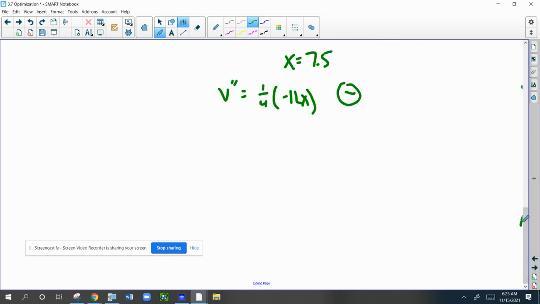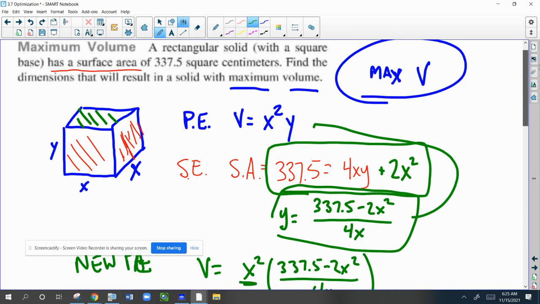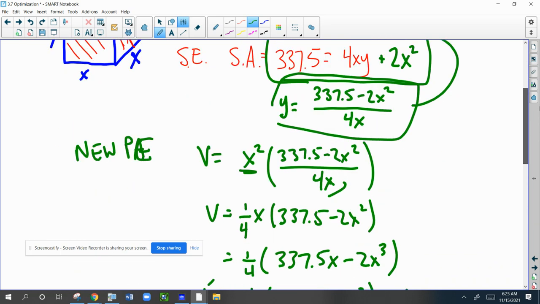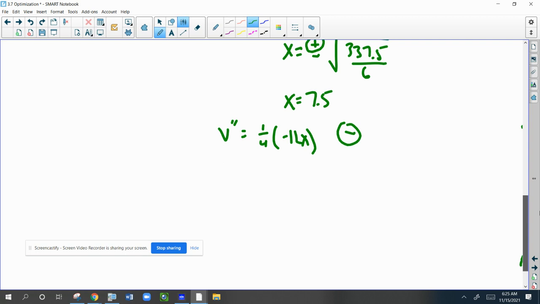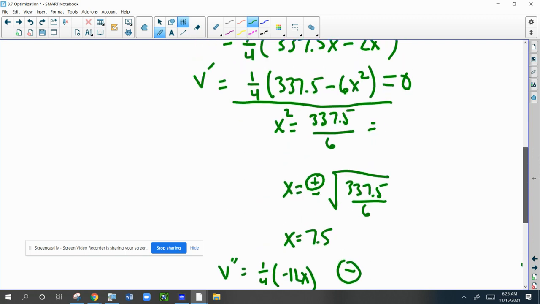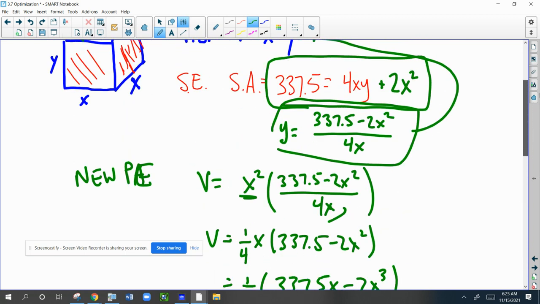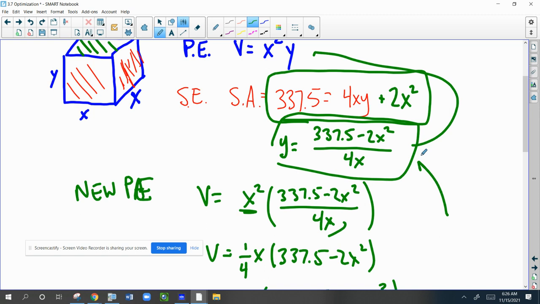Now you should check to see if it's an absolute max. I won't go through that here because I want to show you how to check this. But first of all, we haven't answered the question. X is 7.5. We need to get Y to get the dimensions. We're going to plug it into here.